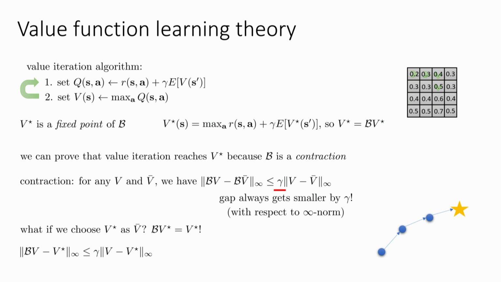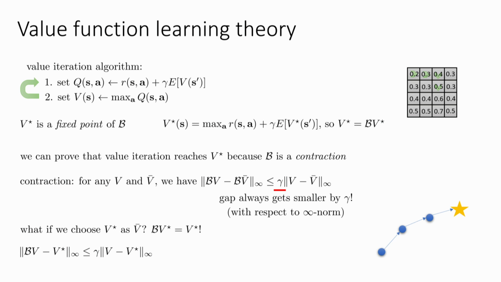So what you can say from this equation is that the distance to the optimal value function, in the infinity norm, will decrease by a factor gamma. Right? Gamma is less than 1, so if you take a factor that's less than 1, you raise it to a large enough power, eventually it gets arbitrarily close to 0.